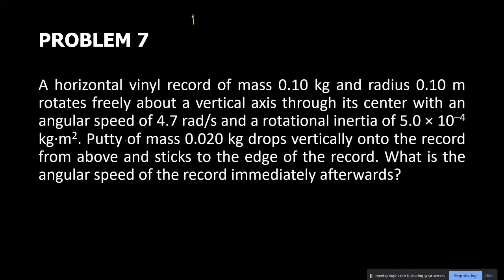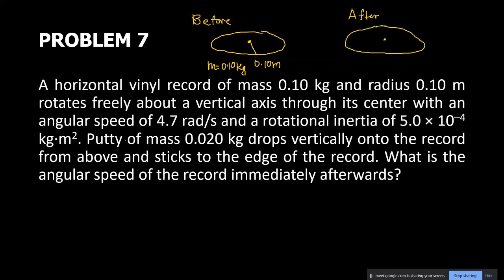So set up: before, we have a horizontal vinyl record with a radius of 0.10 and a mass of 0.10 kilogram. After, you have the vinyl and a mass that went to the edge. The mass at the edge is 0.020 kilogram. The vinyl has a mass of 0.10 kilogram and a radius of 0.1 meters. So we are looking for the angular speed.